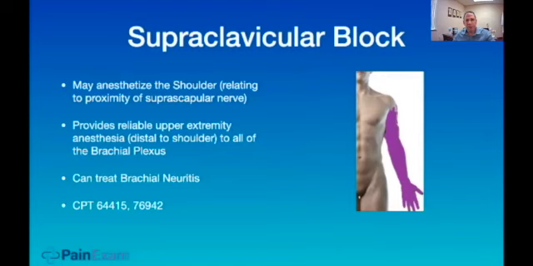So the supraclavicular block, this may anesthetize the shoulder, but it really depends on where you catch it. Are you getting the suprascapular nerve or not? You are going to get the axillary nerve, so you will provide some shoulder anesthesia, but you probably will need to get the suprascapular nerve separately if you want to do a supraclavicular block for a shoulder surgery. But unlike the interscalene, you'll get the whole hand. You get the ulnar, median, and radial nerves.